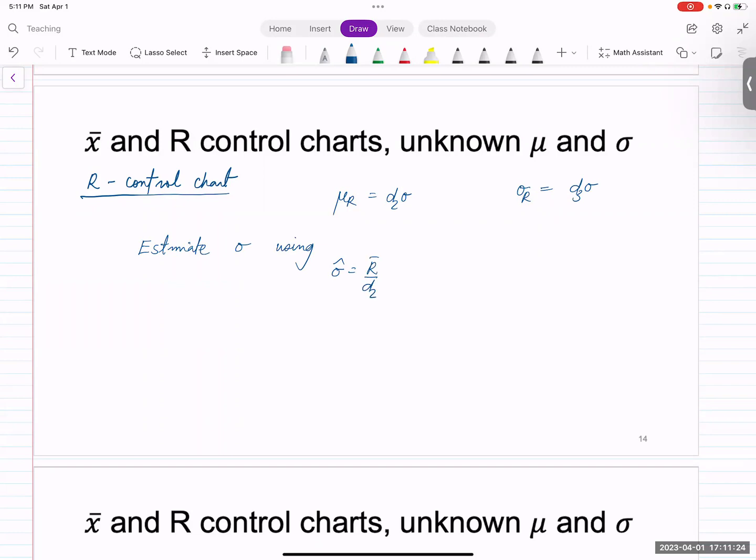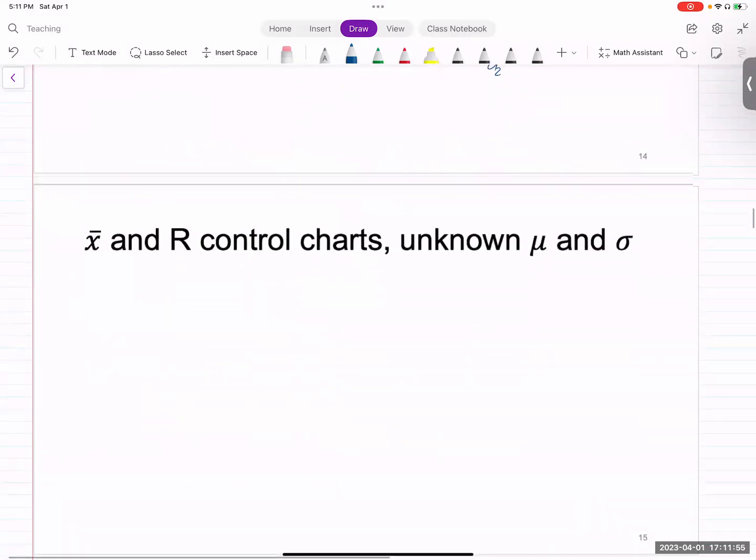So now plug this sigma back into mu of R. This will give us mu R hat. This is equal to R bar divided by d2 times d2, which is just R bar. And then sigma R hat, this is equal to d3 times sigma, which is R bar divided by d2. So now you see we have mu of R hat, and then we have sigma R hat. And now I can return and compute my R control chart.